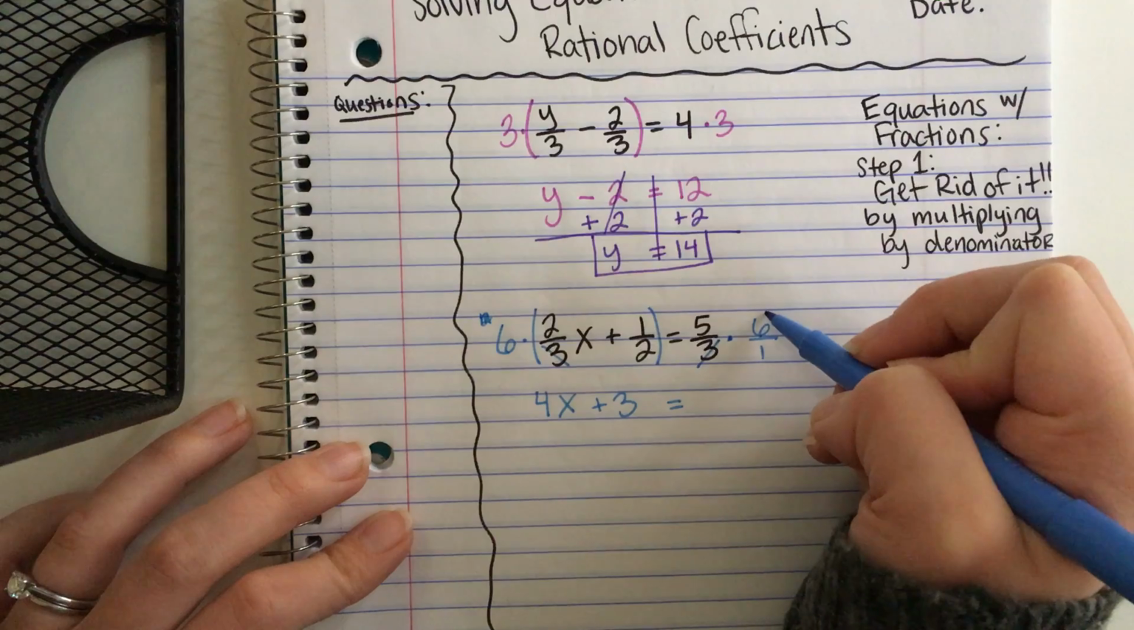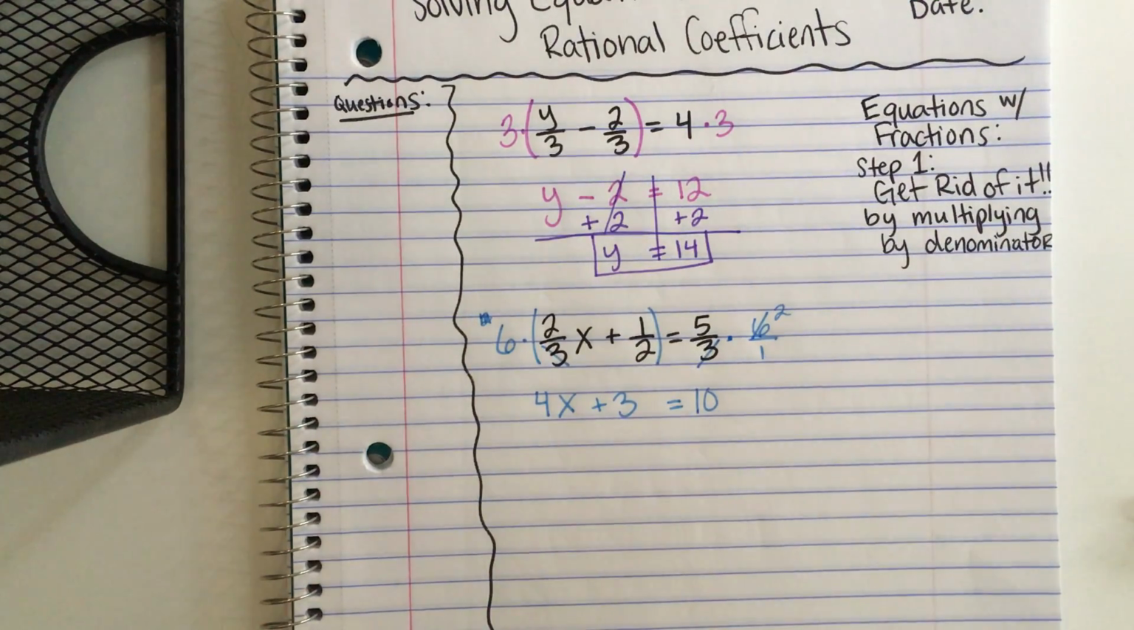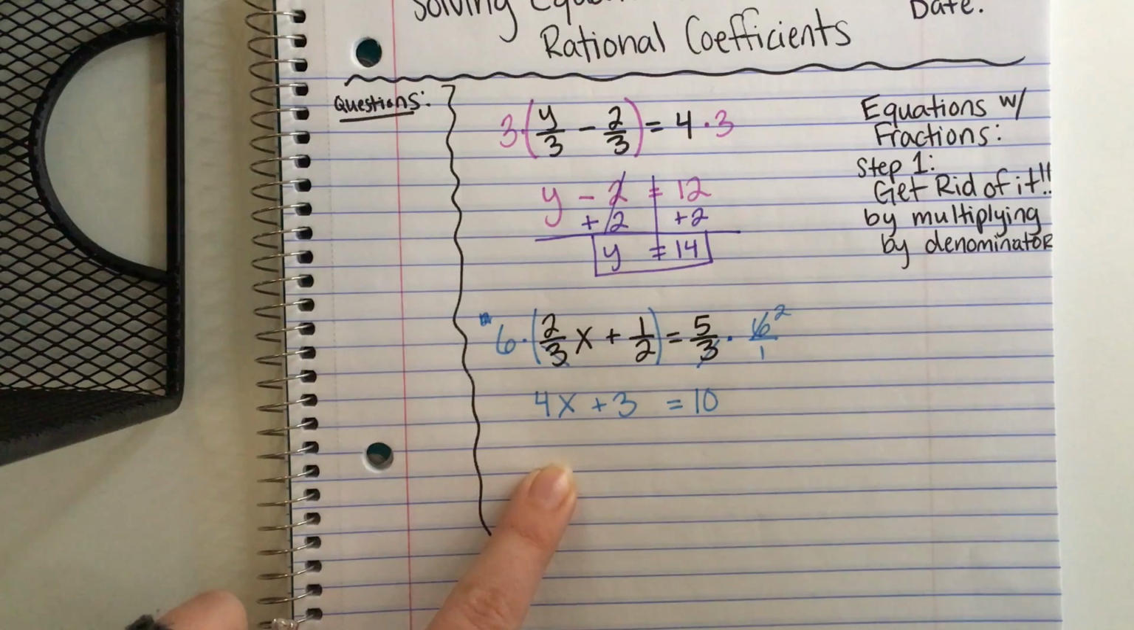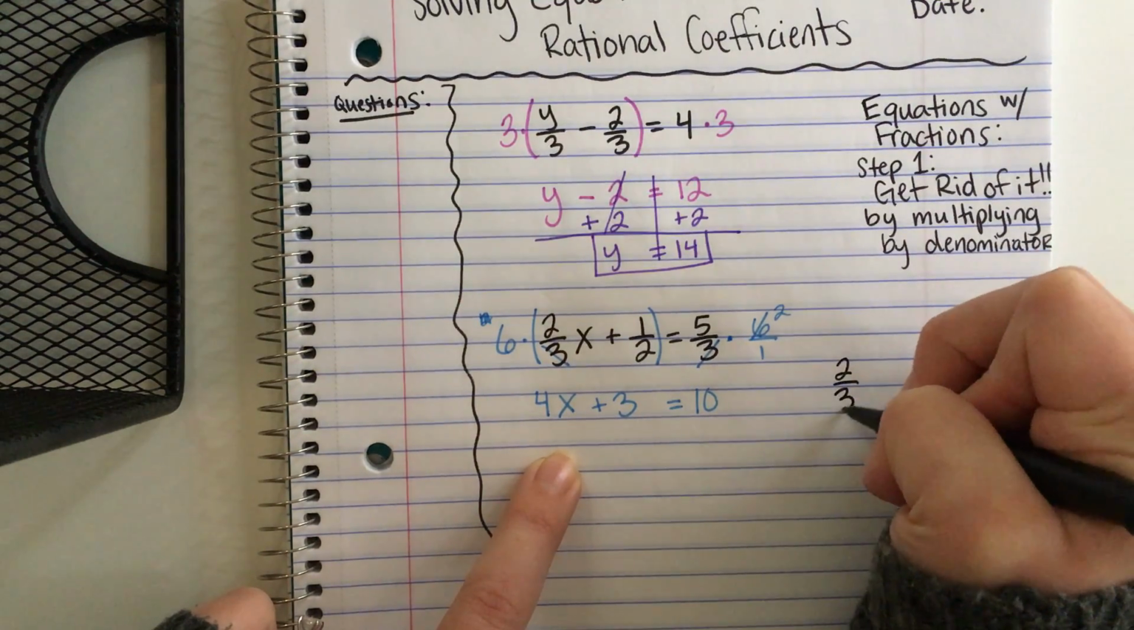That 3 is going to be gone. This 6 becomes a 2. 5 times 2 is 10. That leaves me with an equation that I can solve. Real quick though, I want to show you another way that you could solve this problem.